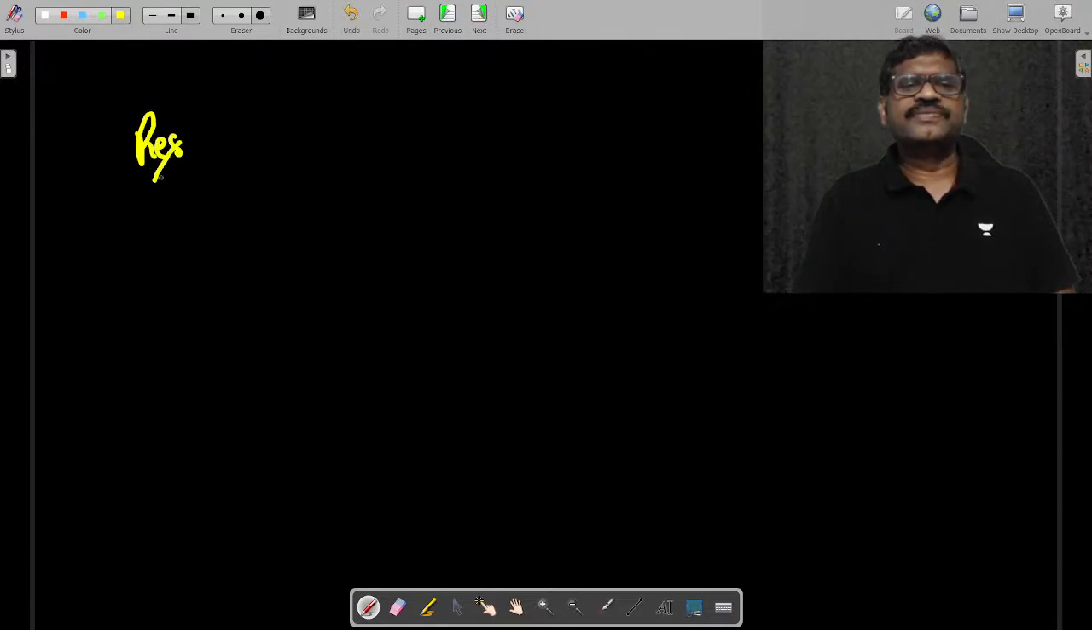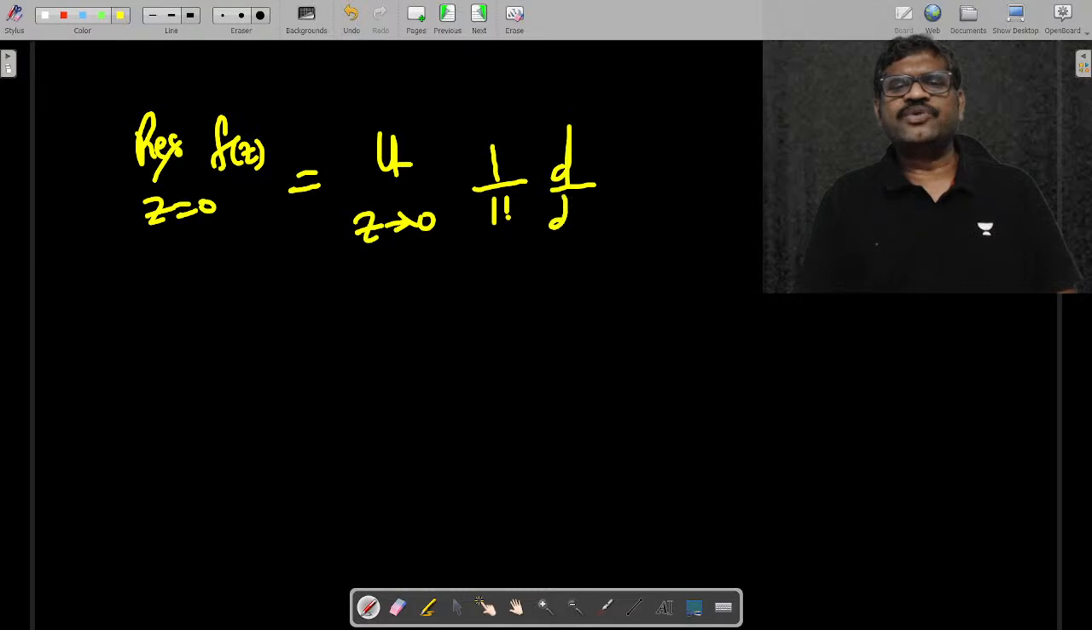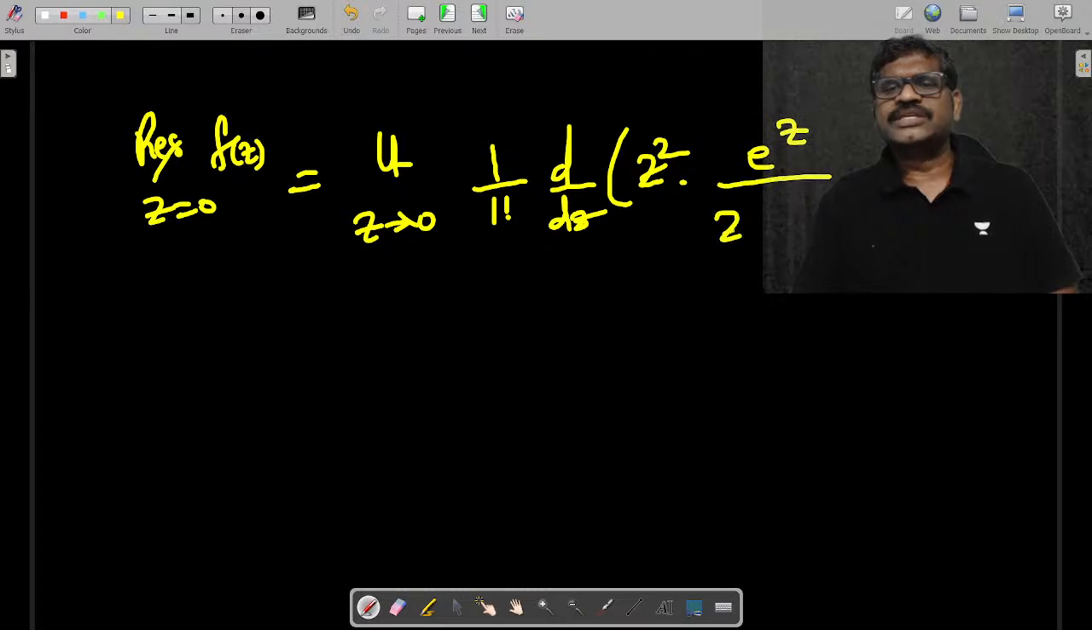The residue of f(z) at z equal to 0 is limit z tends to 0 of 1 by 1 factorial into d by dz of z^2 into e^z by z^2(z minus 2). Z^2 cancels.